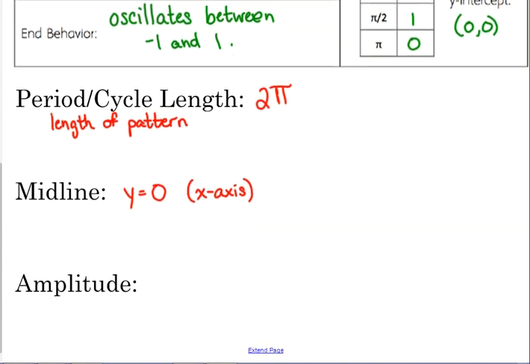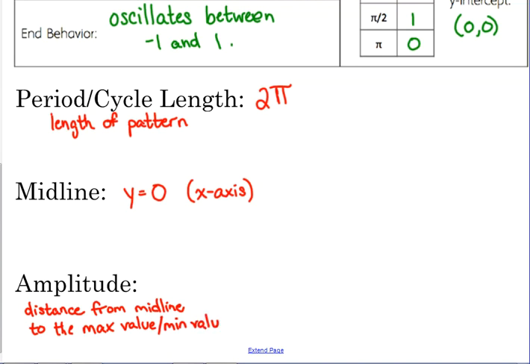The amplitude is another term that's new and exclusive to these functions. The amplitude is the distance from the midline to the maximum value, or that could be the minimum value. It's the same distance because these graphs are symmetrical. The midline cuts it in half. So whether you want to look at it from the midline to the max or from the midline to the min, it's the same distance. It's the same distance either way.